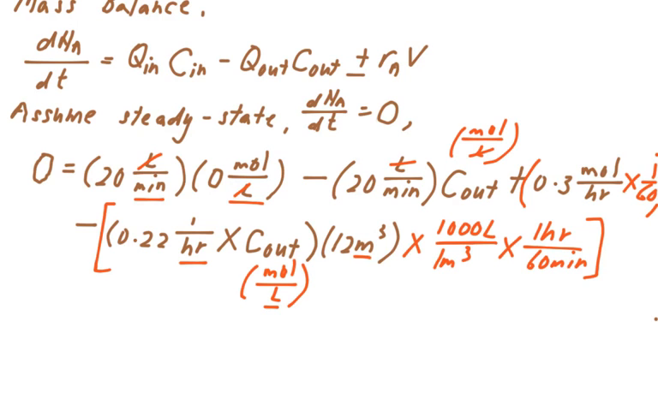If you solve this, your answer for the concentration out from the combustion chamber will be 7.81 times 10 to the power of negative 5 moles per liter.